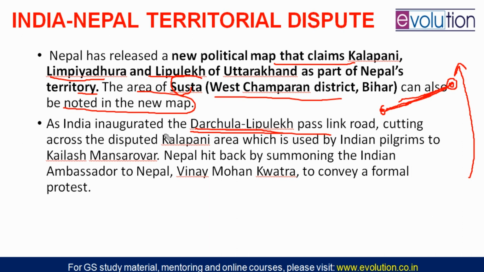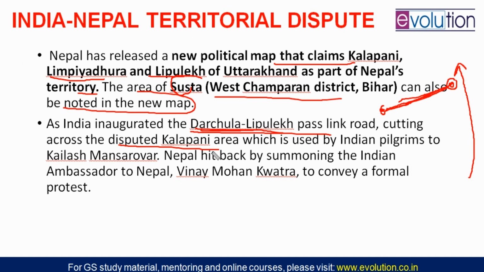So India says that we are making a road from Gunji to Lipulekh, or you can say the Darchula-Lipulekh Pass link road, and that road cuts through the Kalapani area. Here Nepal is raising questions: why are you constructing a road on territory that belongs to us?